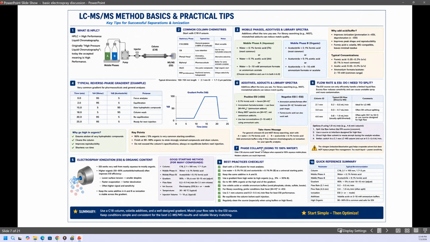Phase collapse used to be a problem on columns going to 100% water, but not as much now for newer type columns. And at the bottom, again, some best practices checklist and a quick reference summary for the things that you might want to consider in developing a method. But if you're just looking at data, you don't need to do this. But usually, as you learn how to interpret data, you'll want to develop your own methods. So I put this in as a resource.